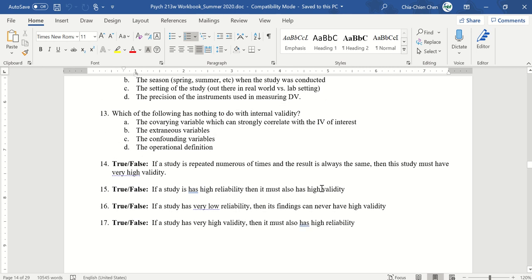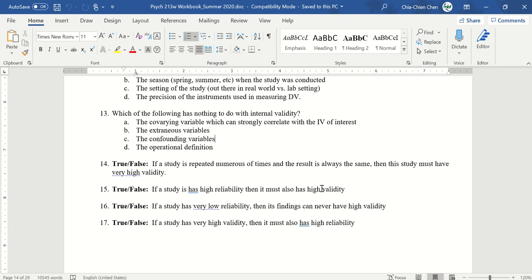13. Which of the following has nothing to do with internal validity? Okay. Is it A, is it B, is it C, or is it D? Okay, so I'll tell you it's not A. A has a lot to do with internal validity, and so does B and C. Okay, so D has nothing to do with internal validity, but it has to do with construct validity. So the way that you are defining your operational definition has to do with construct validity. Okay, it's how you're defining the construct. Okay, number 14, true, false.